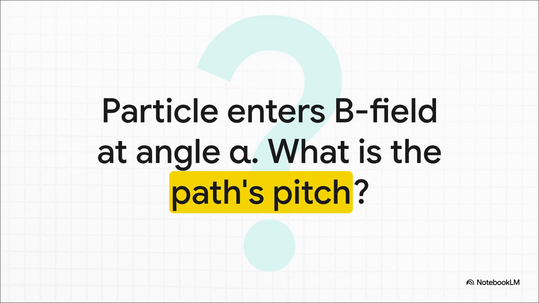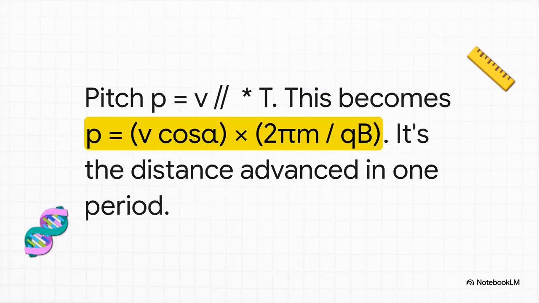This time, a particle enters the field at some angle, alpha, so it's going to move in that spiral, that helical path. The question is, what's the pitch of that helix? And remember, the pitch is just how far it moves forward in the time it takes to do one complete circle. So the answer is you take the component of velocity that's parallel to the field, that's v cos alpha, and you multiply it by the time it takes for one full revolution, which is just 2 pi m divided by qB. That product gives you the pitch. It's the forward speed times the time for one loop.